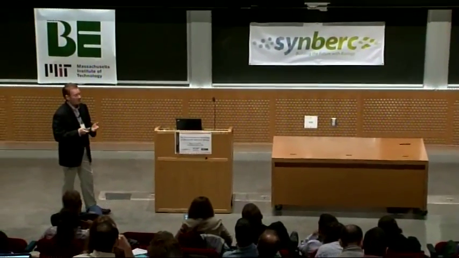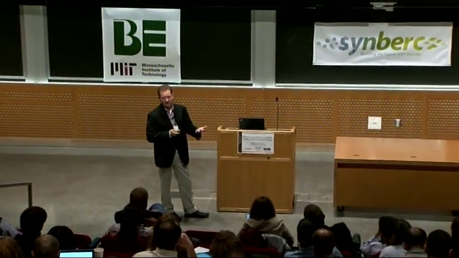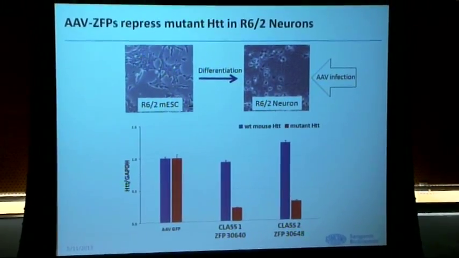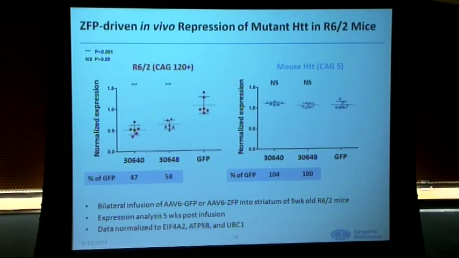So we just checked first to make sure these proteins actually worked in neuronal cells in the dish. So these are R62 neurons taken out and grown in culture, introducing the ZFPs and showing that both classes are capable of repressing mutant Huntington. So this is the animal studies. We're now using a bilateral infusion of AAV6 containing the zinc finger proteins and encoding these particular repressors of Huntington's disease. And on the left-hand side, you're seeing the repression of R62, showing about 50% or so suppression for both the 640 and 648, compared to GFP, whilst leaving the mouse Huntington alone. So that's only about a CAG7 repeat.